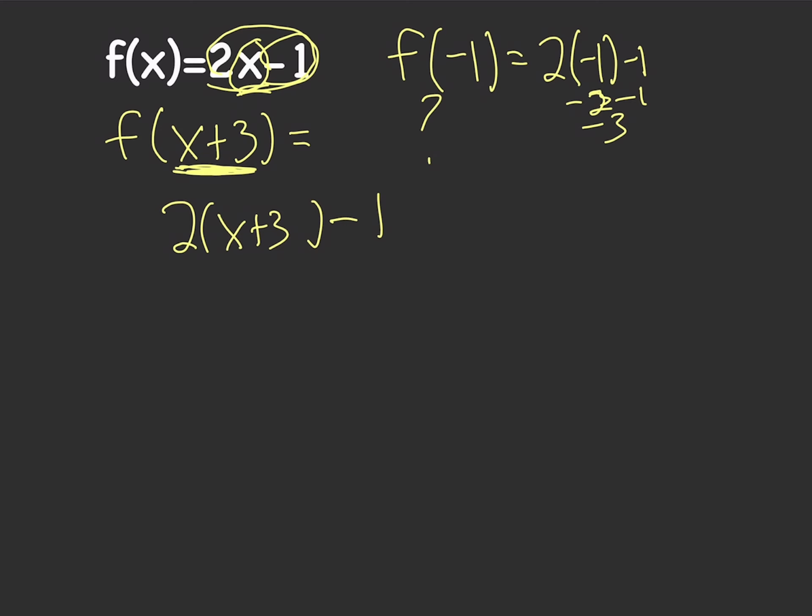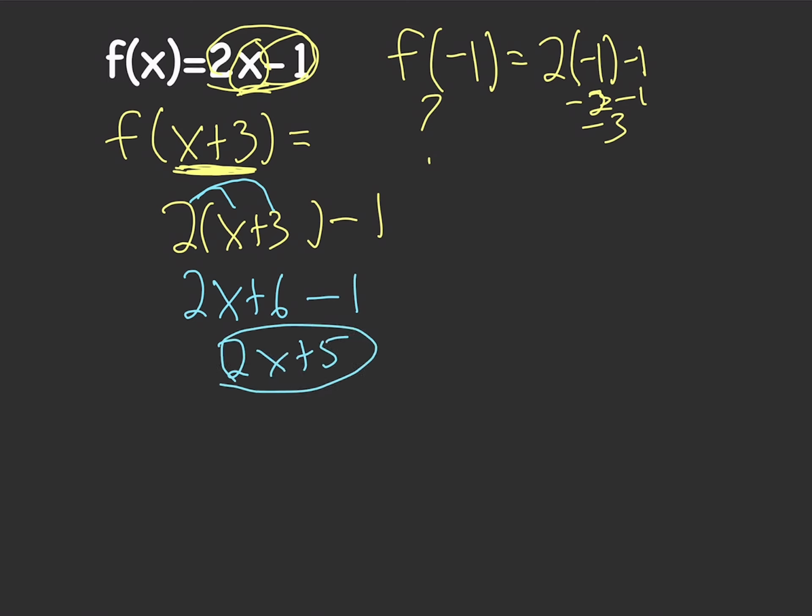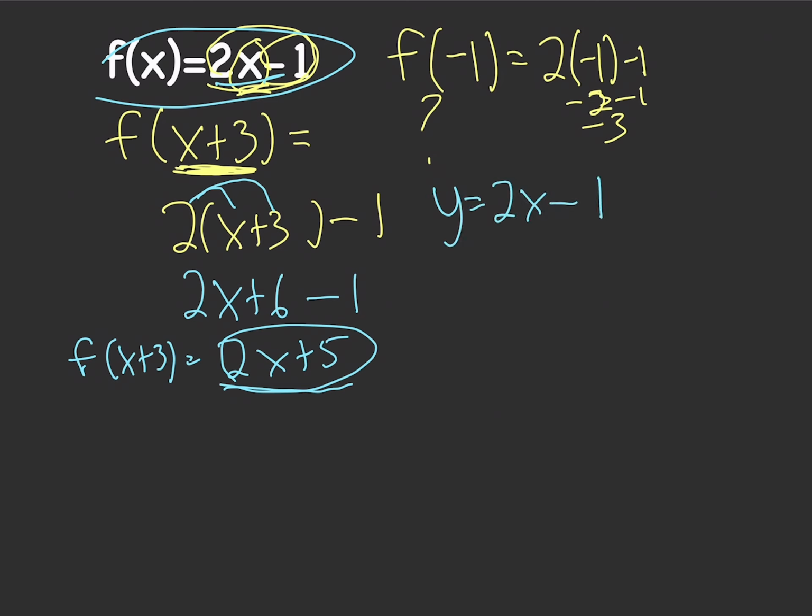Then you're going to be distributing the 2 times the x plus 2 times the 3. So you get a 2x plus 6, and then we still have this -1, and this would simplify to 2x plus 5. So I get an expression, but when I plugged in that x plus 3, this function up here changed to this. So think about if you had back when you just did this notation, y equals 2x minus 1, and then they said find y when the x equals x plus 3.